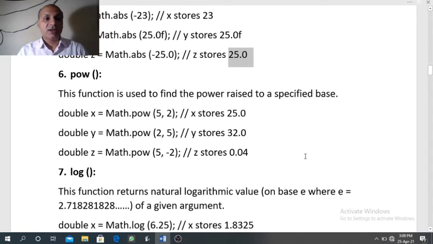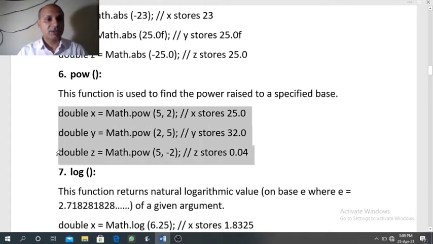Now the next function is very important, the pow function. It is used to find the power raised to a specified base, like a to the power b, where a is the base and b is the exponent. So whenever we want to find a to the power b, in that case we can use math.pow. Since the function returns a double value, first we need to declare double variables like x, y, z.